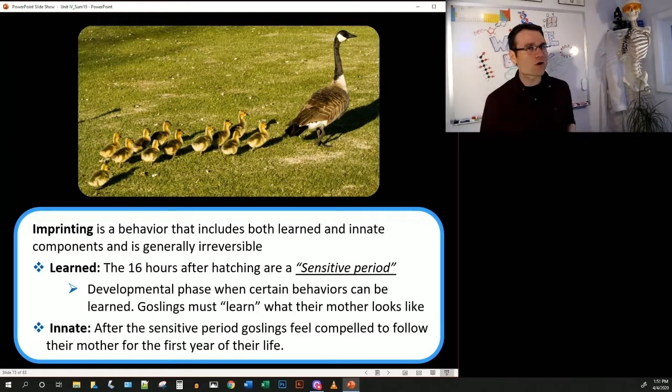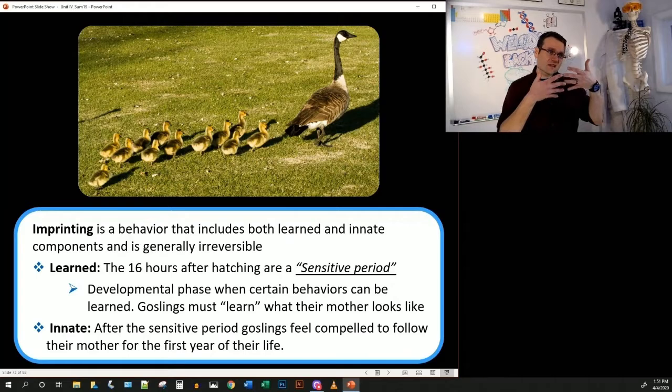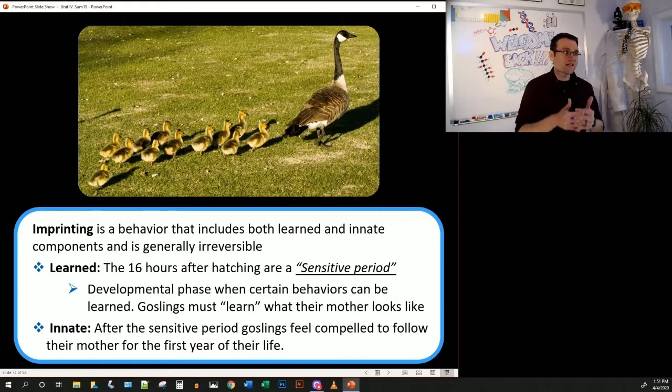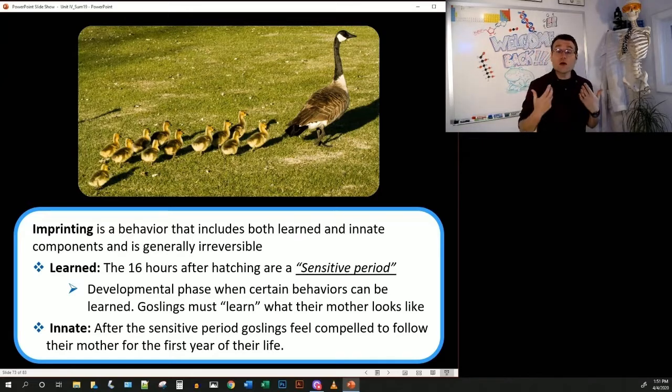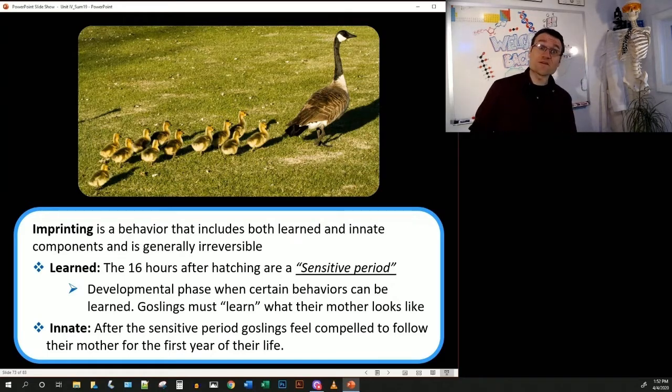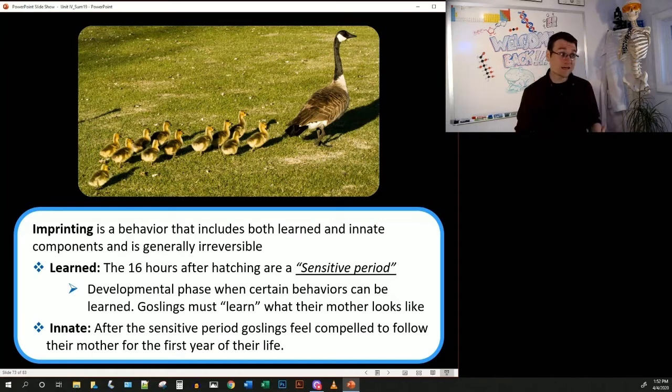And the reason I want to start with imprinting is because it's kind of borderline between innate and learned behaviors. Imprinting is what baby birds, baby geese in particular, and ducks, some other birds as well, do as soon as they are born. They learn what their mother looks like, and then they follow her around. That process of learning what she looks like and then fixating on her, that's called imprinting.